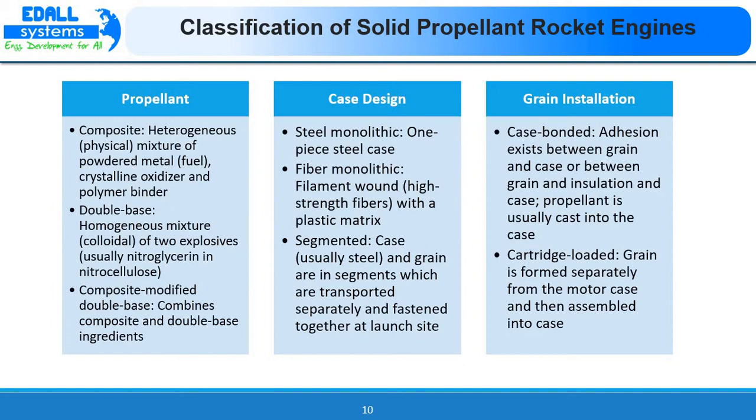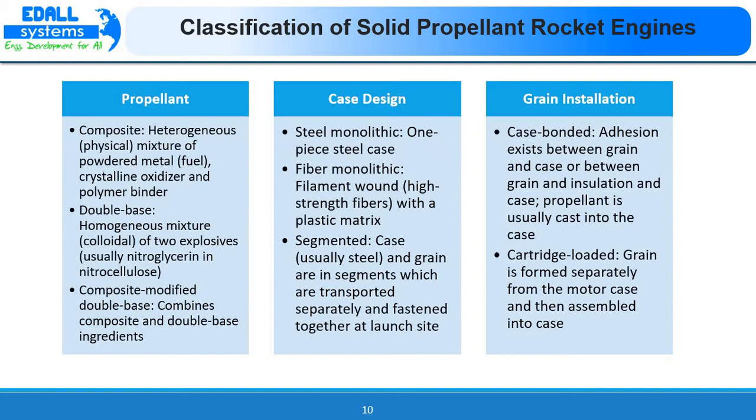Then for fiber monolithic, filament mount with plastic matrix is used to manufacture the fiber monolithic case design. For segmented, the case and grain are in segments which are transported separately and fastened together at launch site. The segmented is mostly made of steel, and they are made in separate parts which are then transported separately and fastened together at the launch site.